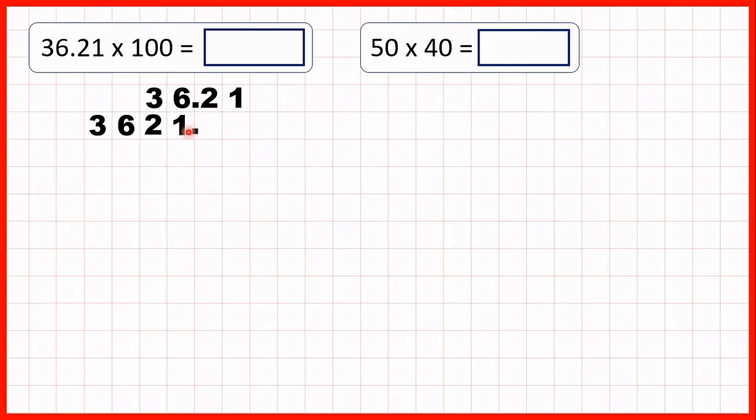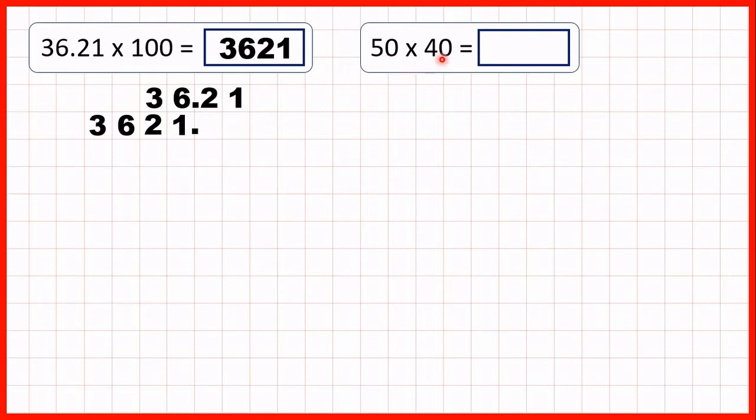And if we have a decimal point on the end of a number, we just have a whole number. So that's 3,621. Now, if you're not sure, you could write 3,621.0. So with these questions, if you're not sure, put in the zeros because you'll still have the right answer.